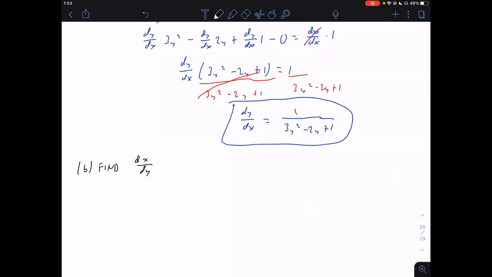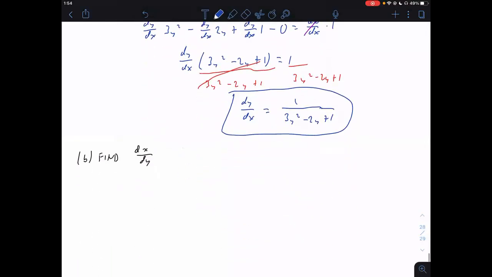In all the examples that we have done so far, our denominator was dx, but now our denominator for part B is dy. So we want to take the derivative of x with respect to y. Okay. So how do we go about this? Once again, we have that equation above: y cubed minus y squared plus y minus 1 equal to x.